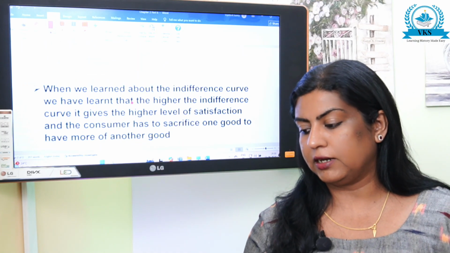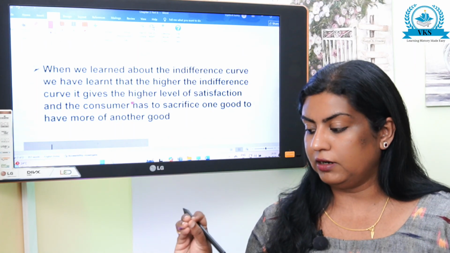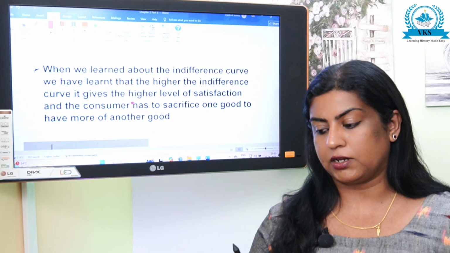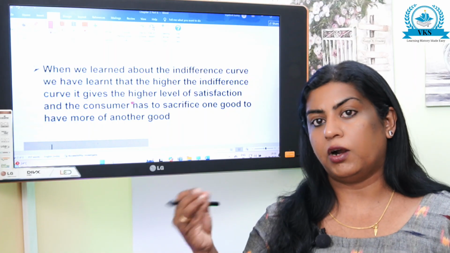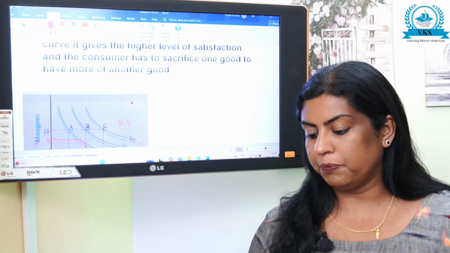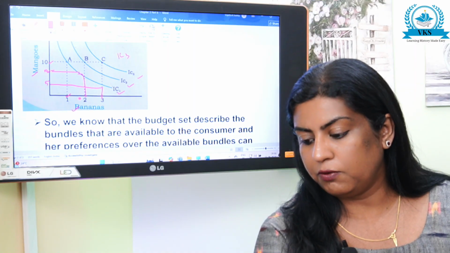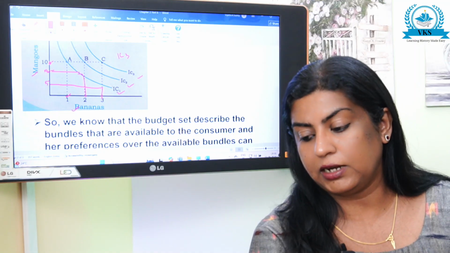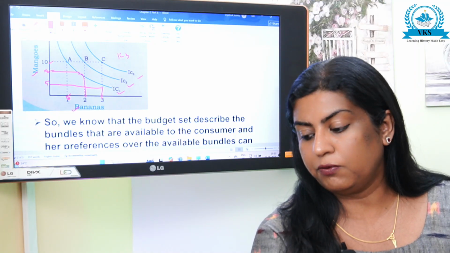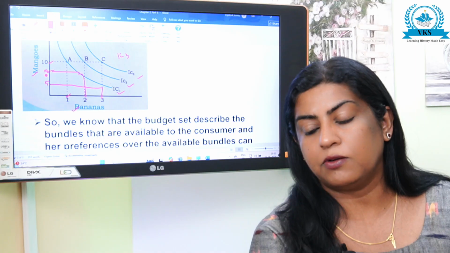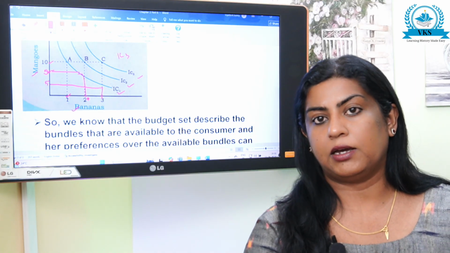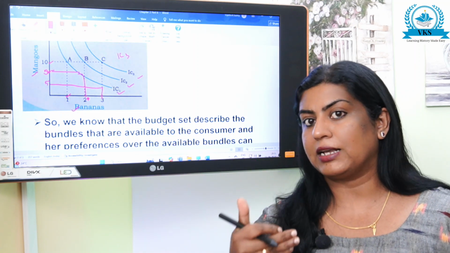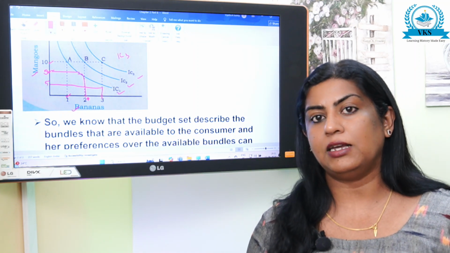So that is what I said here. When we learned about indifference curve, we have learned that the higher the indifference curve, it gives the higher level of satisfaction, and the consumer has to sacrifice one good to have more of another good. See here, if the consumer wanted to have more bananas, the consumer had to sacrifice 2 mangoes. First he had 10 mangoes and 1 banana. But if you want to have 2 bananas, then the mango number is reducing, 8 mangoes and 2 bananas. So 2 mangoes are being sacrificed to get 1 extra banana. So that is what is called the indifference curve.